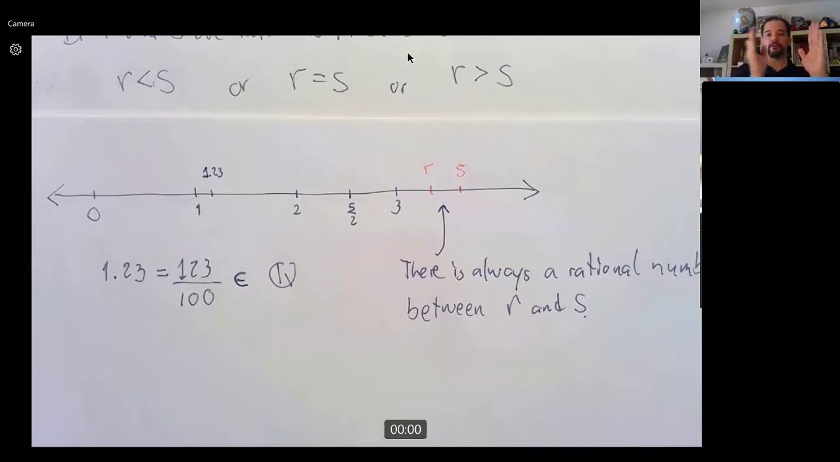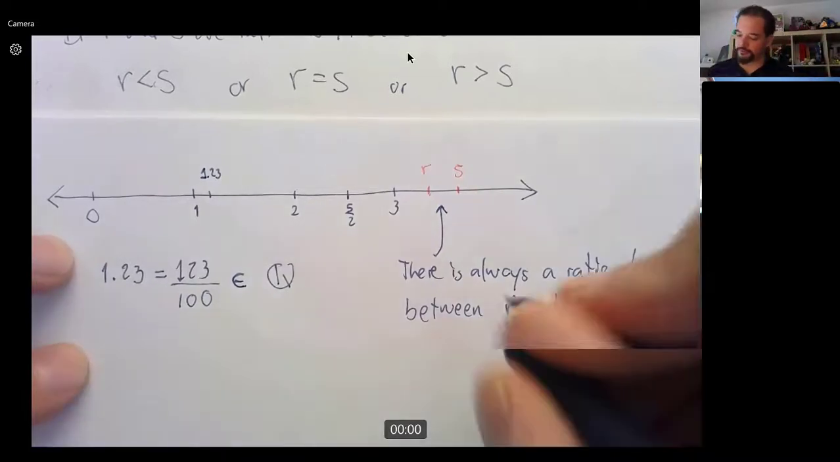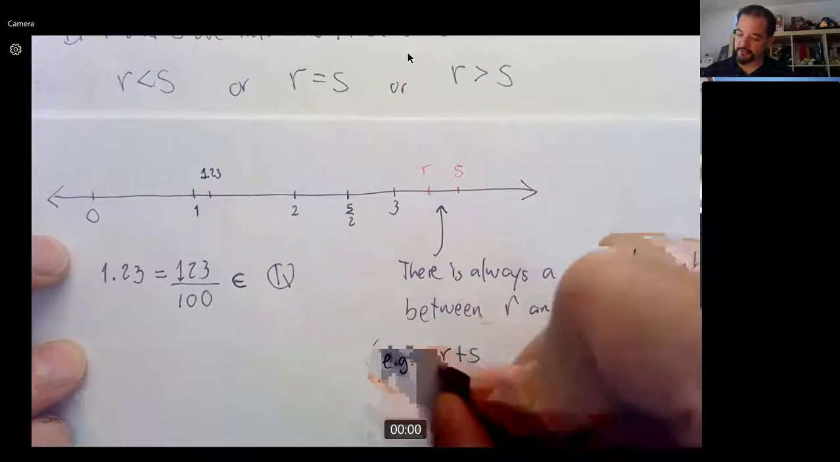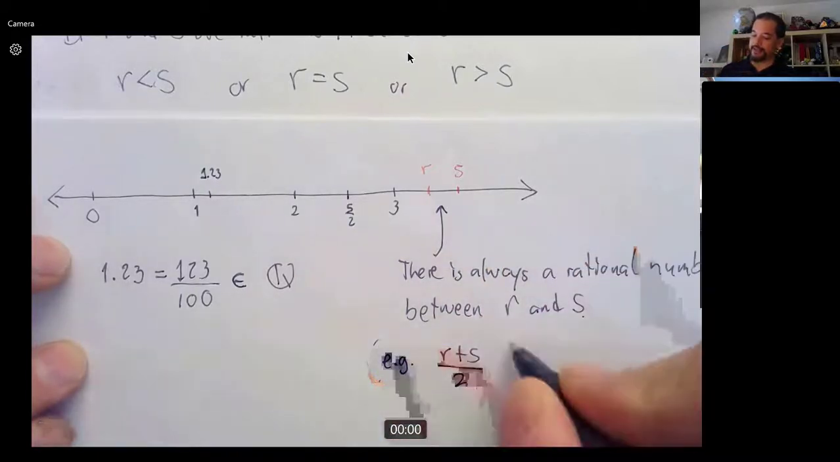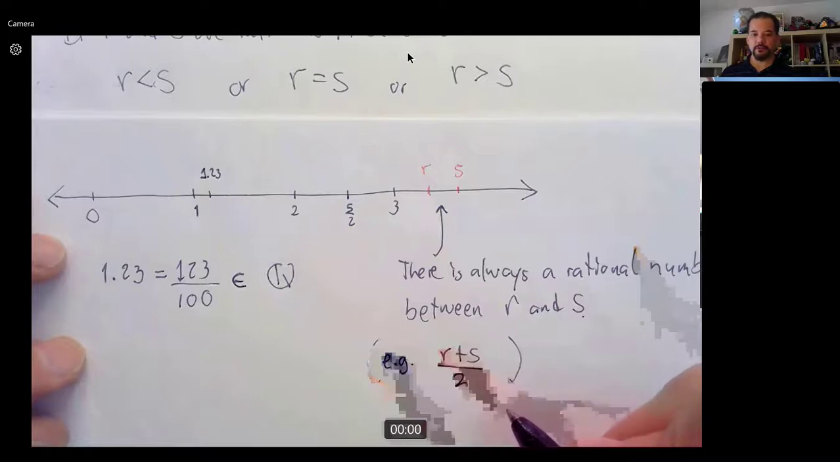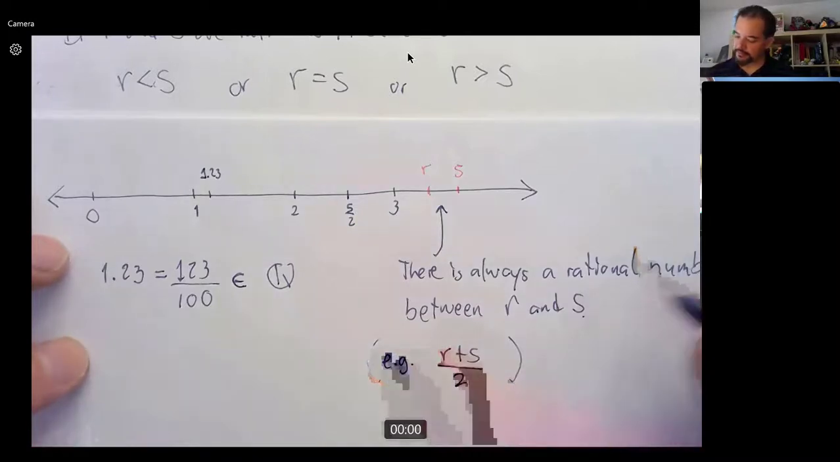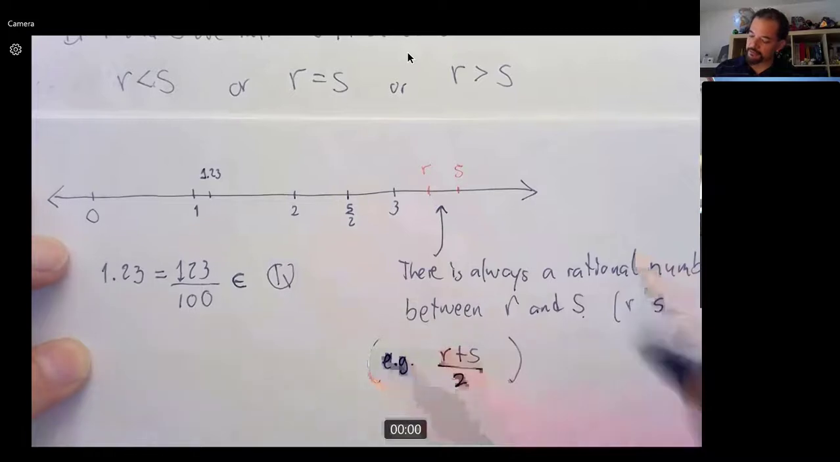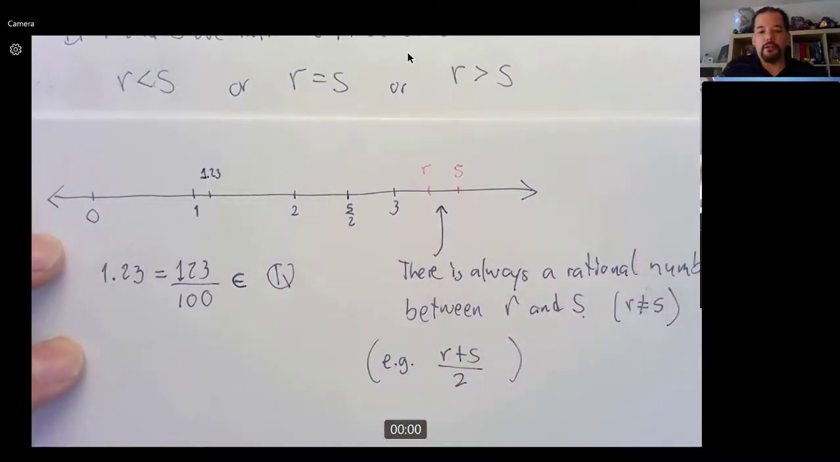So R plus S over 2. Yeah, that one works, right? Would we need to specify that R and S are not equal? Yes. Absolutely, right? Otherwise, what does it mean in between? Yeah, so there's that one over there.